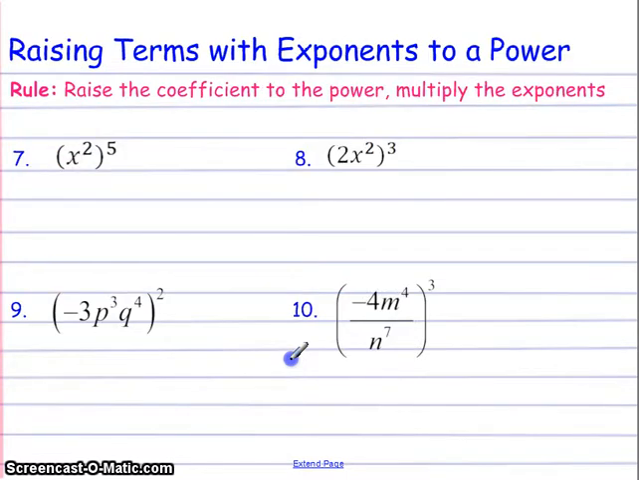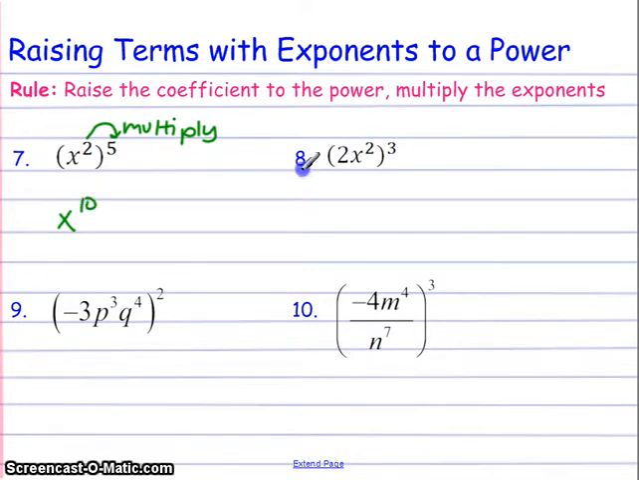Last rule is about raising terms with exponents to a power. So this is saying here's x squared and I'm going to raise that whole thing to another power, to the 5th. So the rule here is to raise the coefficient to the power but multiply the exponents. So number 7 doesn't have a number in front of the x, so we don't have to worry about the coefficient. But what we're going to do is multiply 2 times 5. So in the last problems, when we were doing the multiplication problems, we were adding the exponents. Now we've changed and we're multiplying. So this would be x to the 10th.